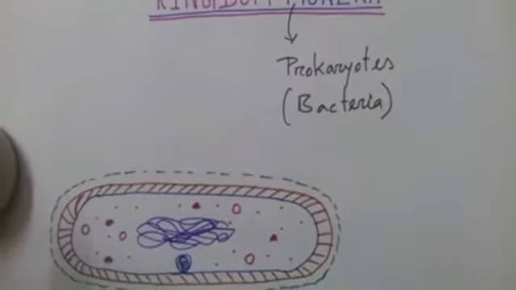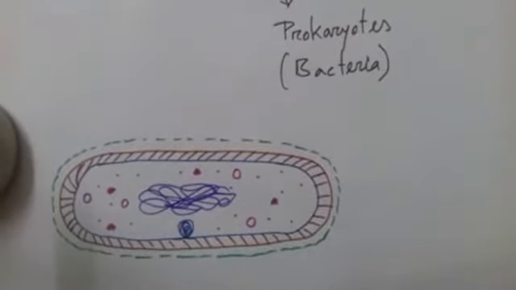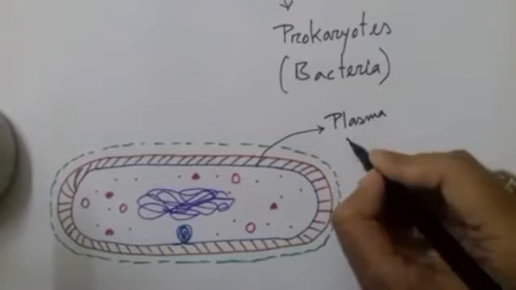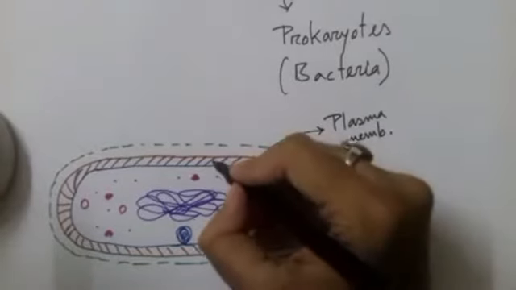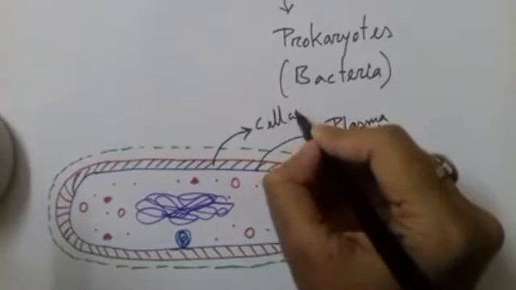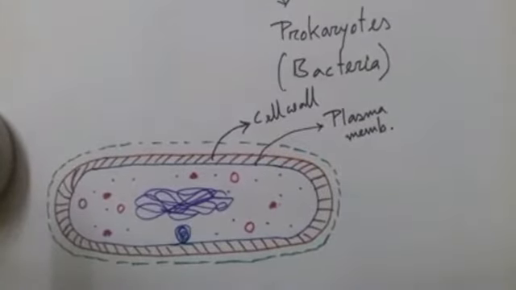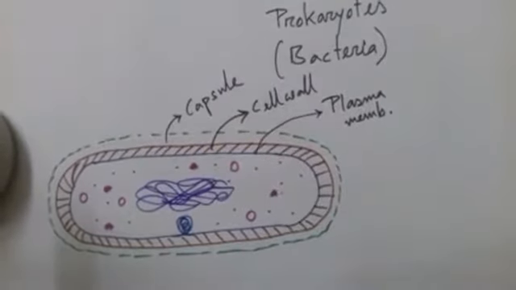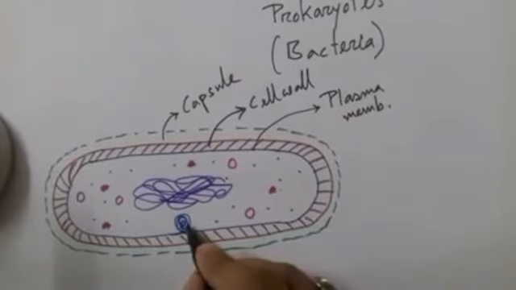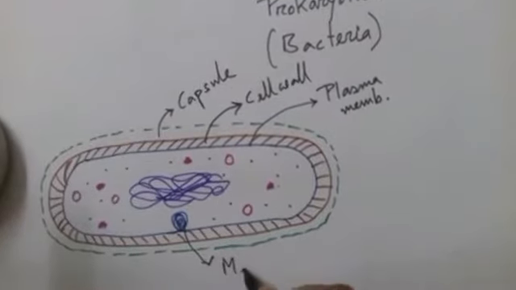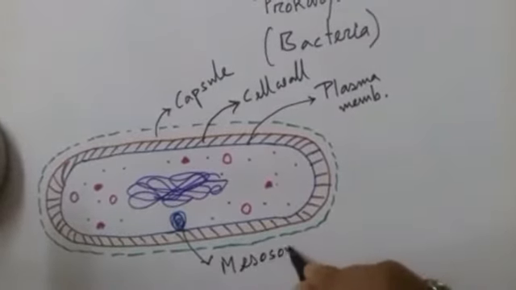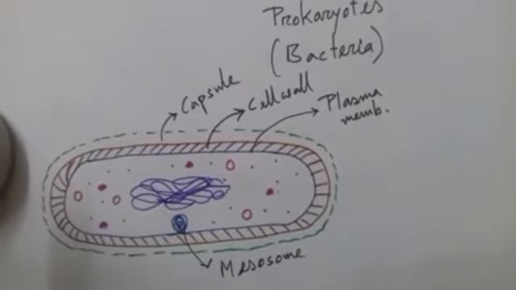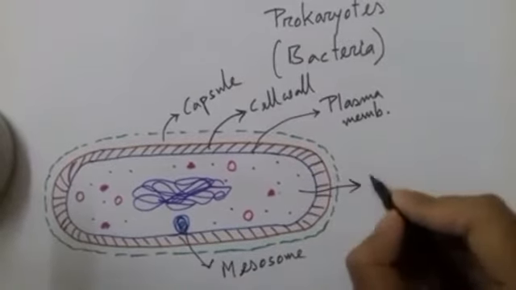If we describe the structure of bacteria, we will find a plasma membrane, cell wall, and in some bacteria an external capsule. Sometimes they have a mesosome. This mesosome is nothing but an invagination of the plasma membrane which helps bacteria for their respiration, and this is their cytoplasm.